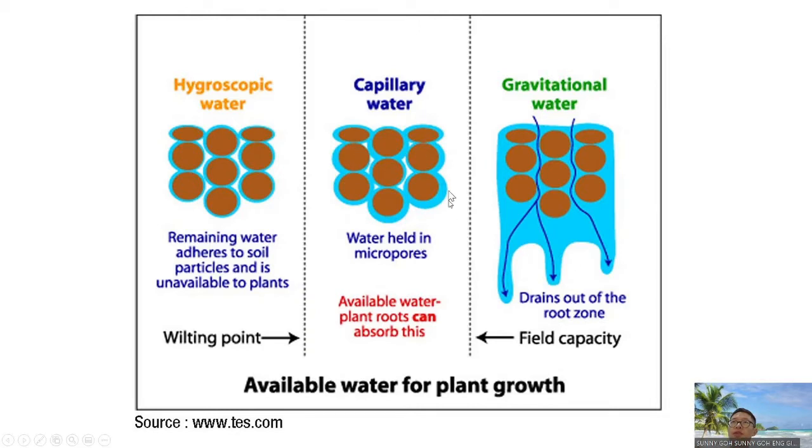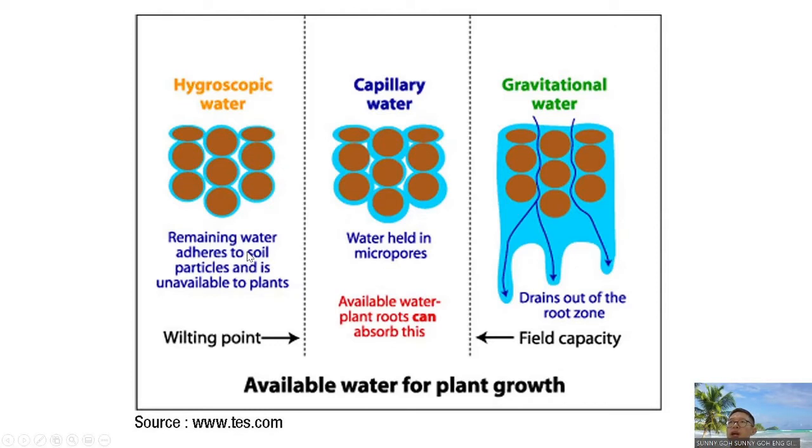So if the water continues to dry as a result of plant root extraction, or even by evaporation or evapotranspiration, then the water will dry to a stage that we call the wilting point. At the wilting point, the water that is left in the soil is called hygroscopic water. The remaining water adheres to soil particles and is unavailable to the plant. This water cannot be extracted by the plant because it is too strongly attached to the soil.